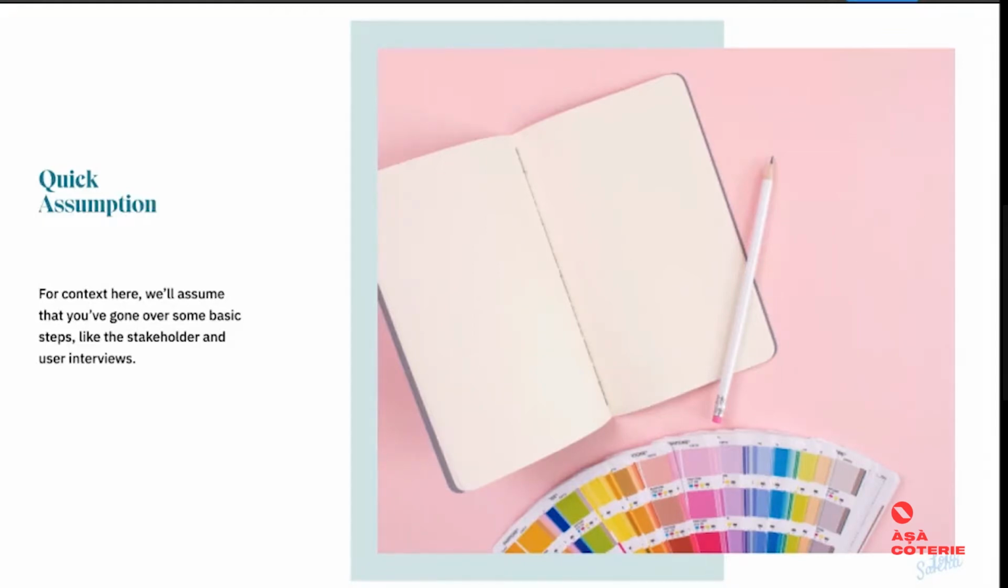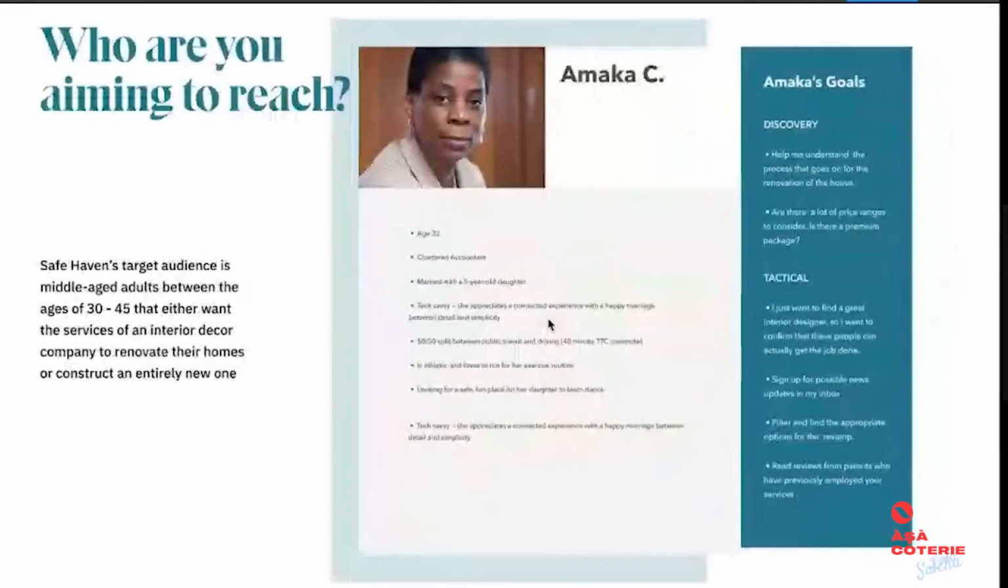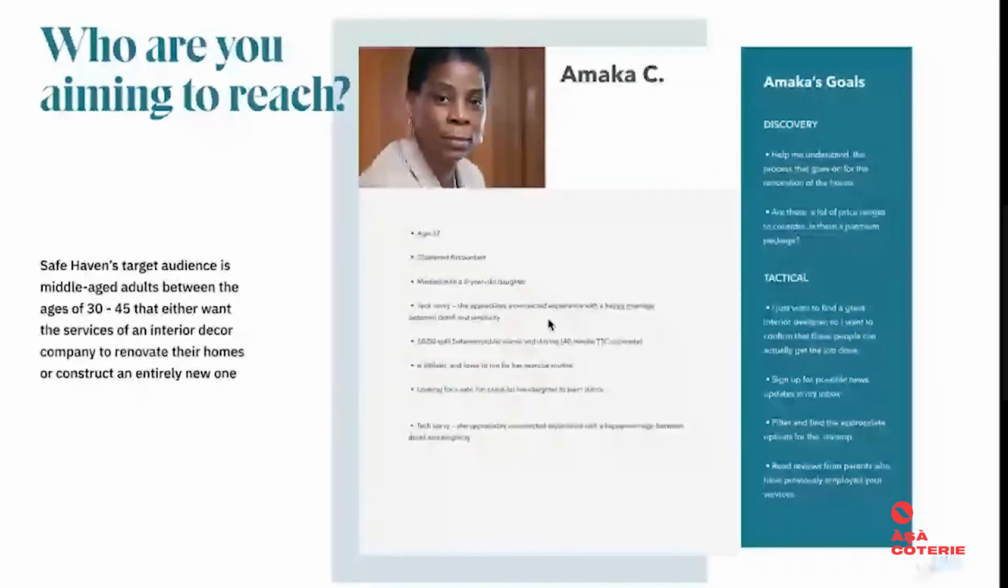Okay, so first up, we need to visualize who our audience is. Who is Safe Haven trying to reach? Safe Haven's target audience is middle-aged adults between the ages of 30 to 45 that either want the service of an interior decor company to renovate their homes, or to construct an entirely new one.